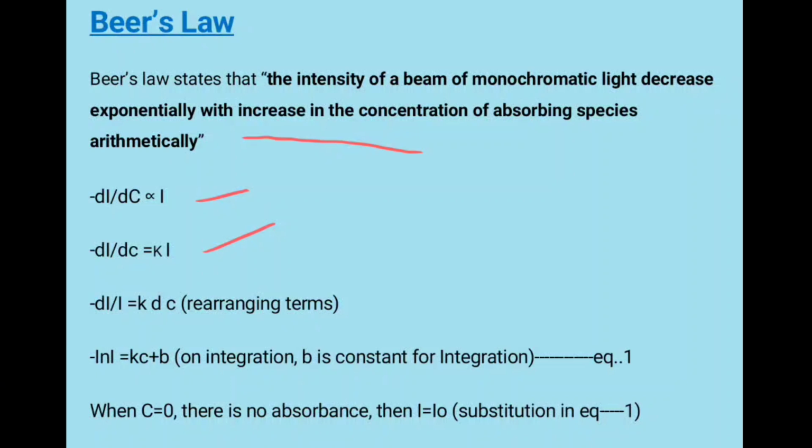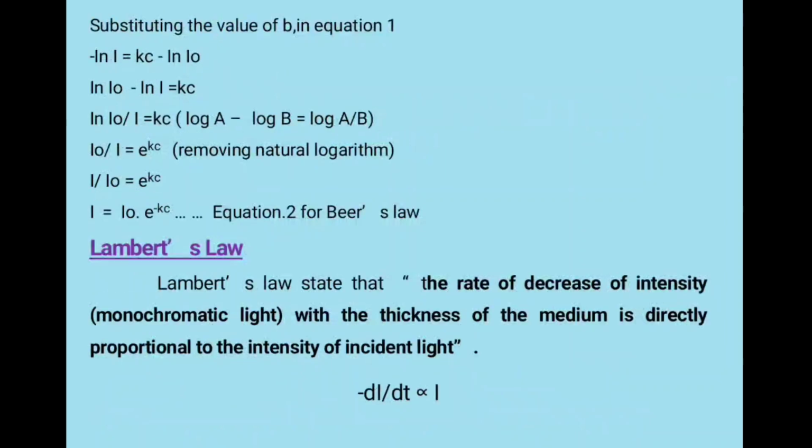Upon rearranging the terms, you will get minus dI by I is equal to k dC. Upon integration, minus ln I is equal to kC plus b, where b is the constant of integration. When concentration is 0 and there will be no absorbance, then I becomes I naught. Then we can write equation 1 as minus ln I naught is equal to b. Substituting the value of b in equation 1, we will get minus ln I is equal to kC minus ln I naught.